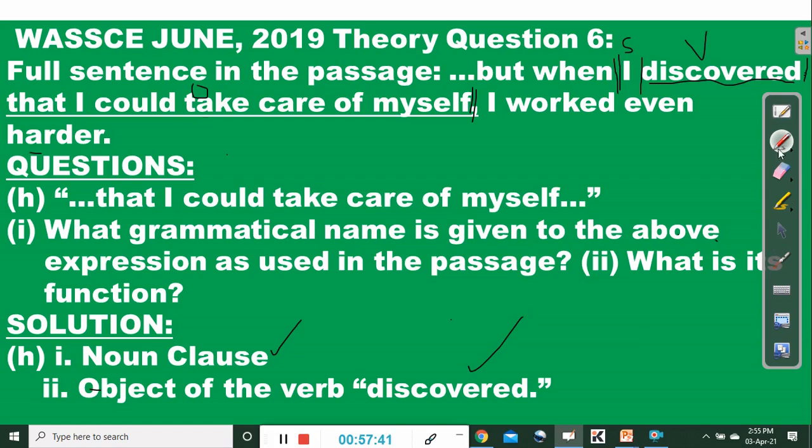All right, so I want you to really learn how we identify grammatical names and functions in the West African Senior School Certificate examinations. Many candidates always find it difficult to answer the questions in this particular section, and that is why we are devoting this video to explaining step by step how to identify the grammatical names and functions in this type of exam.